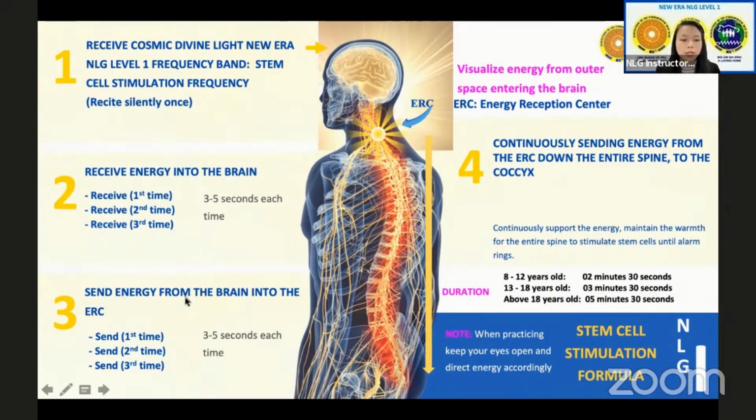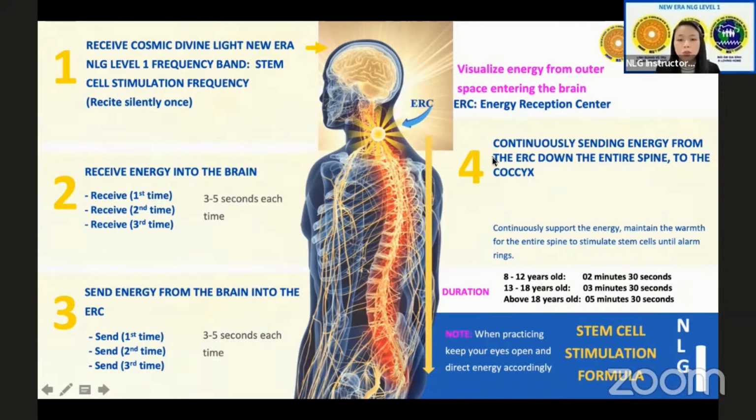And step 3, send energy from the brain into the ERC. So from your brain here down to the ERC, which is the part at the back of your neck where it meets your shoulder. It's right there. Send first time, wait for 3 to 5 seconds. Send second time, wait for 3 to 5 seconds. Send third time. All right.